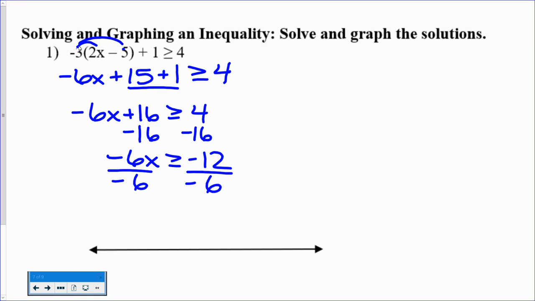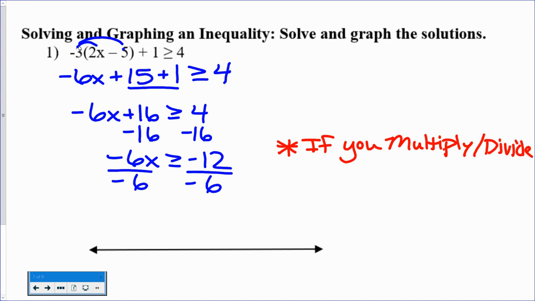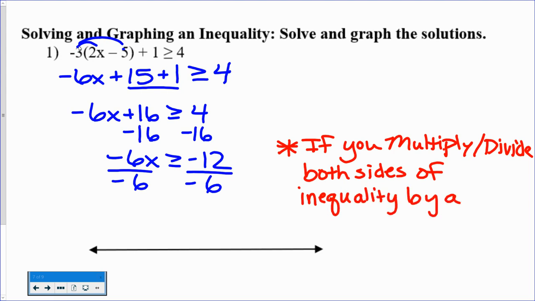Okay. Something that you do need to remember, if you multiply or divide both sides of an inequality by a negative number, you must switch your sign.